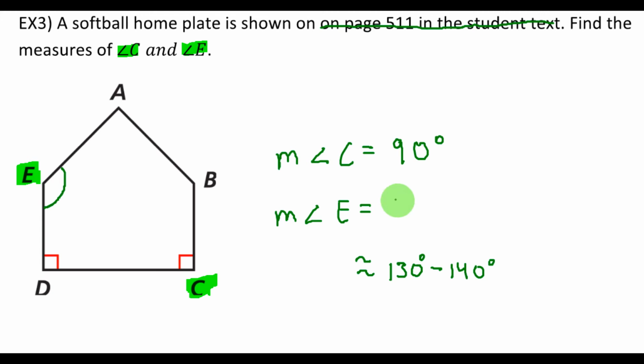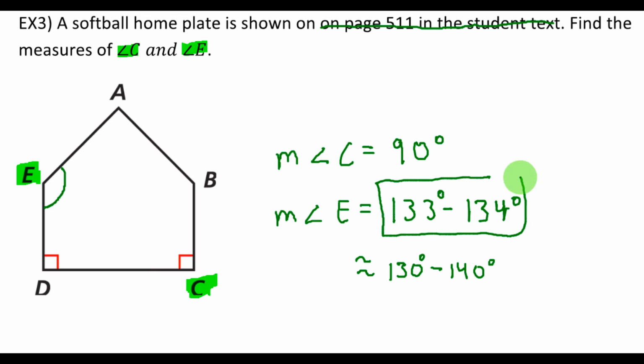So the measure of angle E is equivalent to, let's say, 133 to 134 degrees, which would make it an obtuse angle. Cool stuff, guys. I'll see you in another problem.